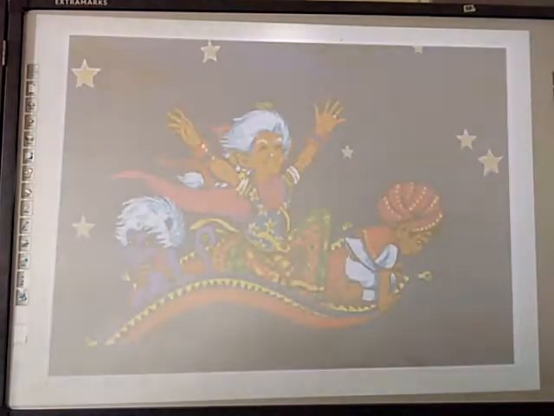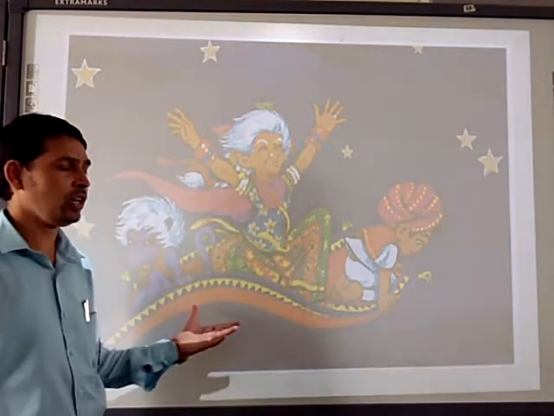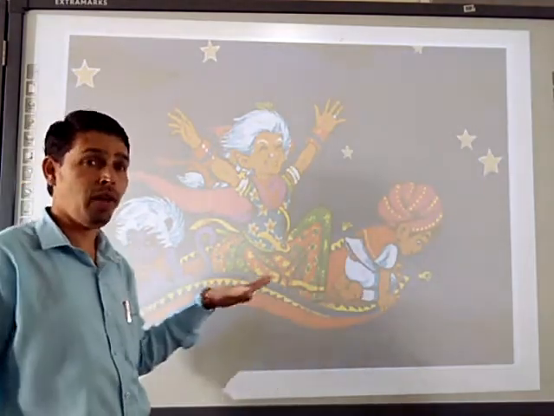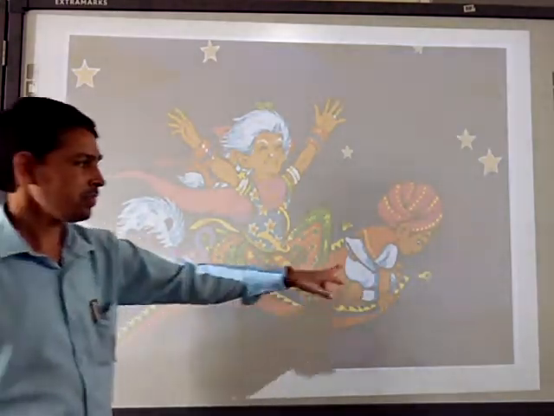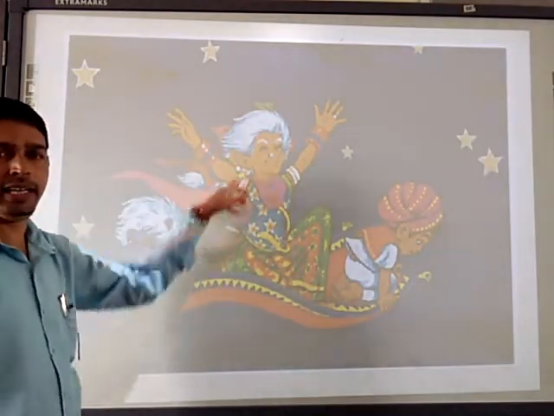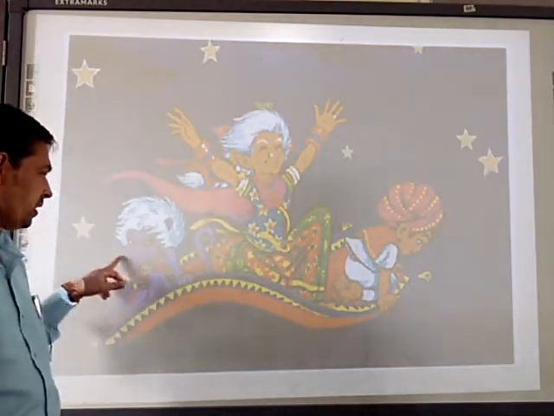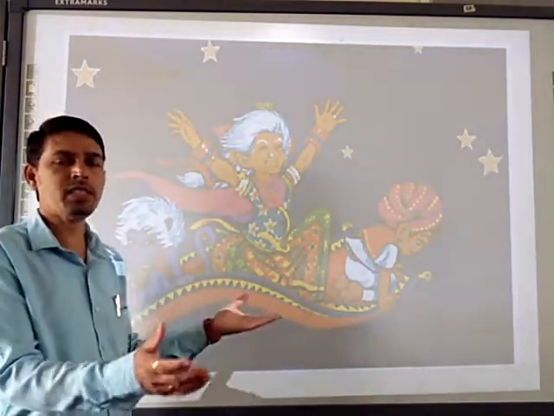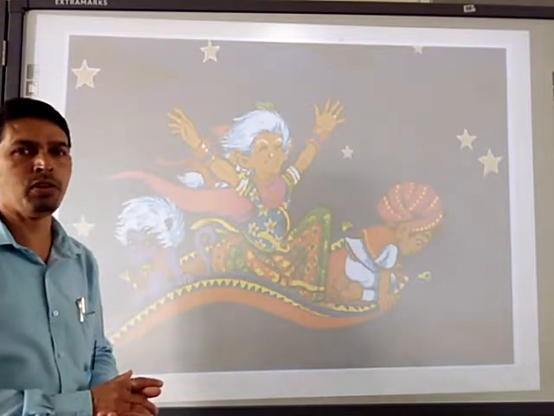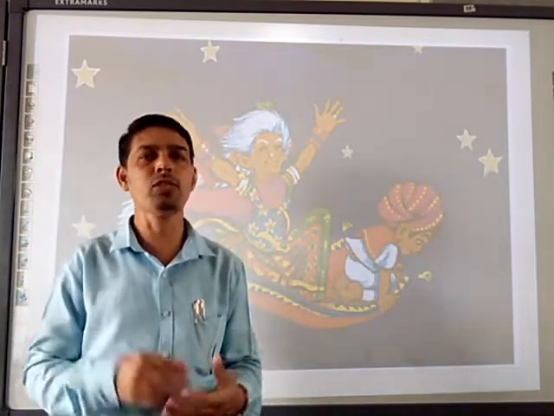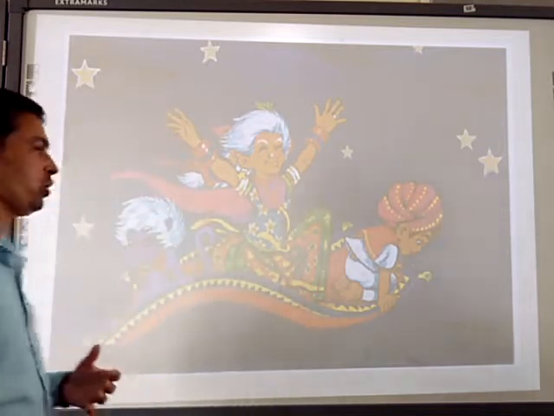Next, please look at the picture. By seeing this photograph, you can tell they are moving, they are flying on a mat. Excited. See, maybe this lady is a magician, right? This is a photograph I took from the textbook only. By seeing the photograph, you get more interested to know about stories and to read more stories.